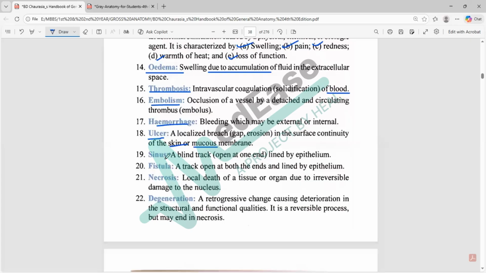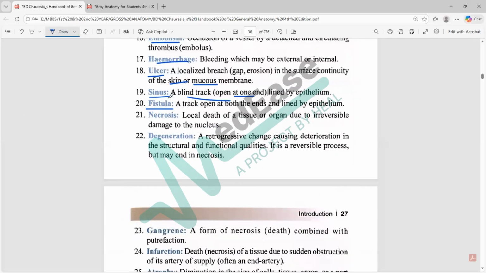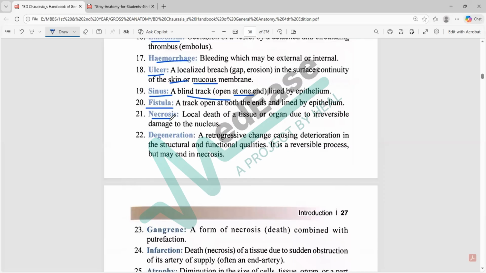The sinus is normally used to define a blind opening or track which is opening at one end and the other end is closed and blind. Then we have the fistula. Fistula is an abnormal connection present between two ends and it is lined by epithelium. Then we have necrosis. Now what is necrosis? Necrosis is the death of tissue because of irreversible damage to the cell. It could be damage to the nucleus, to the chromatin or the cytoplasmic proteins mainly.